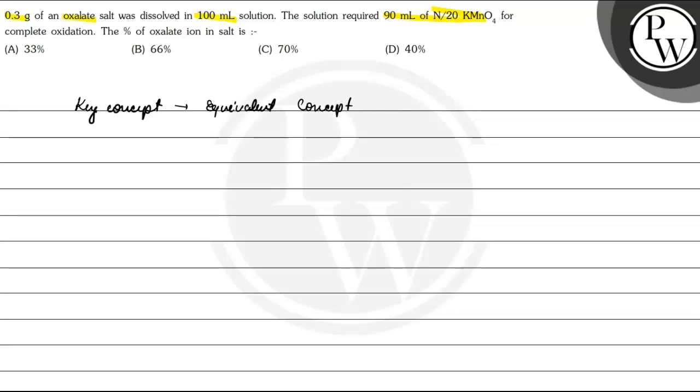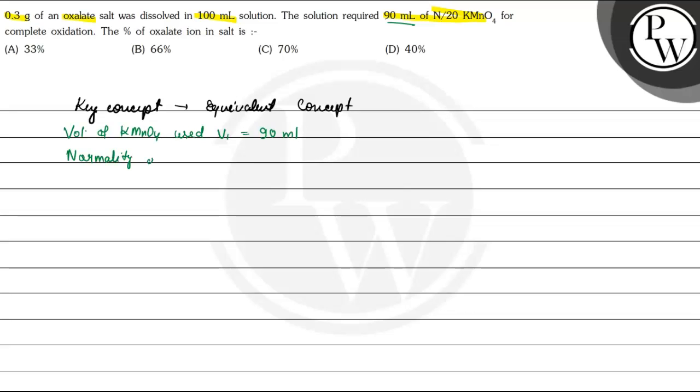Equivalent concept. Okay, so now first of all, what is given in the question? The volume of KMnO4 used is given. Suppose it's V1, then it is 90 milliliter, or we can say 0.09 liter.